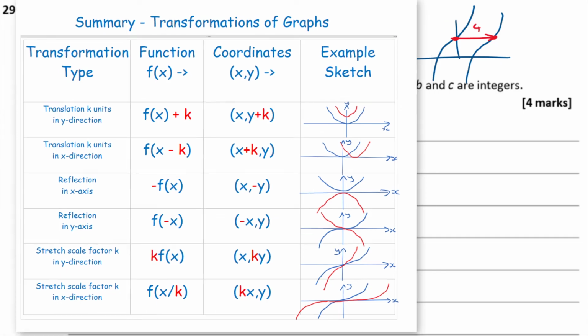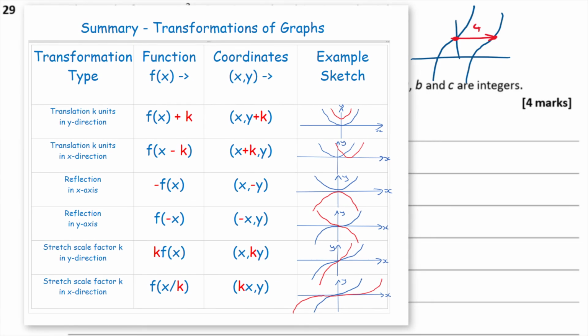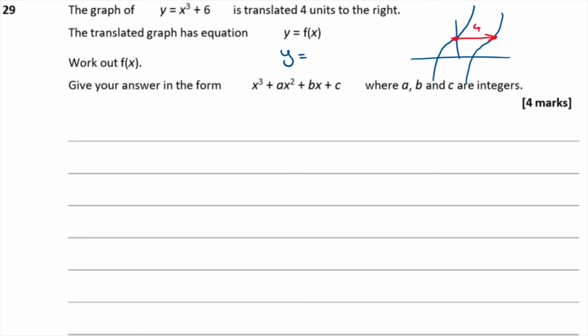Now you need to know about 6 different types of transformations for the GCSE exams. You need to know reflections, stretches, and translations. Okay, I'm going to pull them all up here so you can have a quick look. Now we are translating 4 units to the right, so that means y equals f of x is going to go to y equals f of x minus 4. Now, when you sub inside the bracket, the signs kind of switch around. It's just what happens. So a translation of 4 units to the right is y equals f of x minus 4.